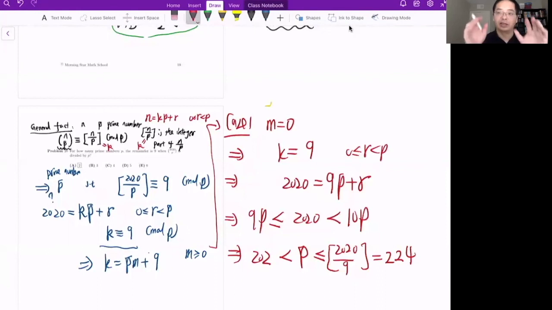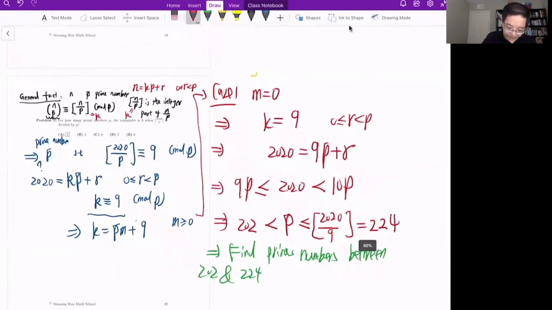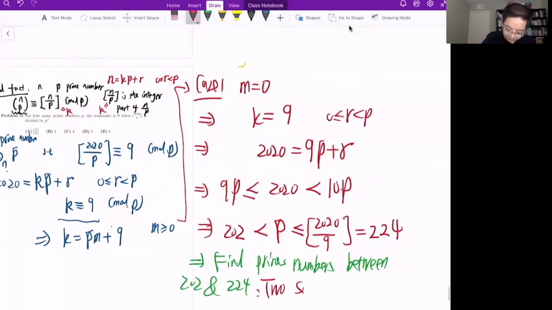which, written as the integer part, is 224. Then we just need to find the prime numbers between 202 and 224. Well, we can check. There are two such prime numbers. One is 211, and the other one is 223. So for this case, there are two possibilities.